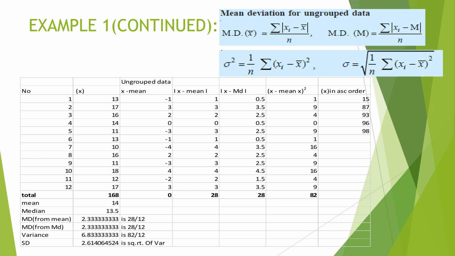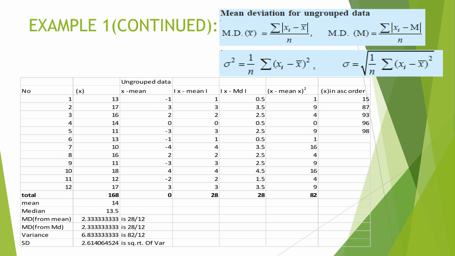Next we have to find the mean deviation, first mean deviation from mean and then mean deviation from median. The mean deviation from mean formula is sigma |xi minus x bar| upon n, where x bar is the mean. Just now we found the mean was 14. First of all, list the data. You have 12 observations. The individual data values are xi. Find xi minus mean. For the first observation, 13 minus 14 is minus 1. 17 minus 14 is 3, and so on.